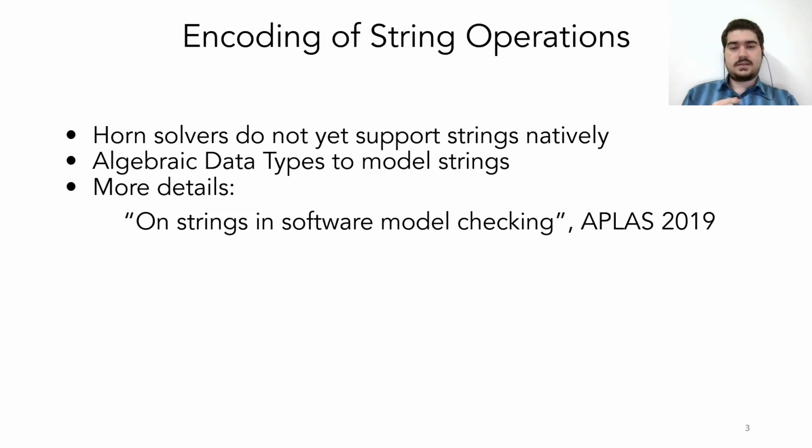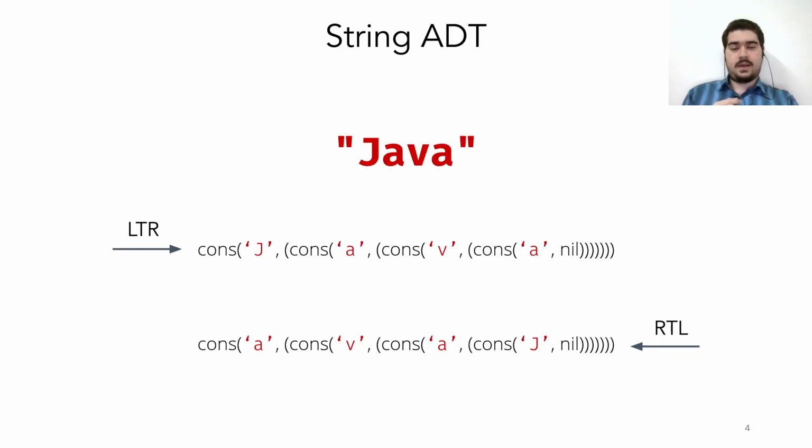We use algebraic data types or ADTs to model strings in JayHorn since horn solvers do not yet support strings natively. You can see our other paper on strings in software model checking for more background details. The string ADT is defined using two constructors, nil with no argument and cons with a character and a string argument. As you can see here, the ADT representation of a string can be left to right or right to left. So how can we model an operation using horn clauses?